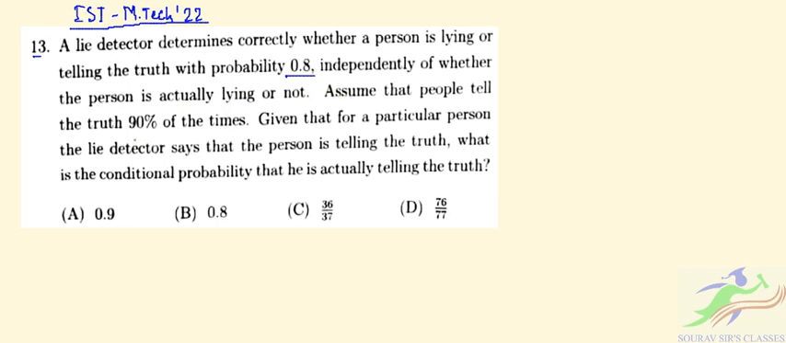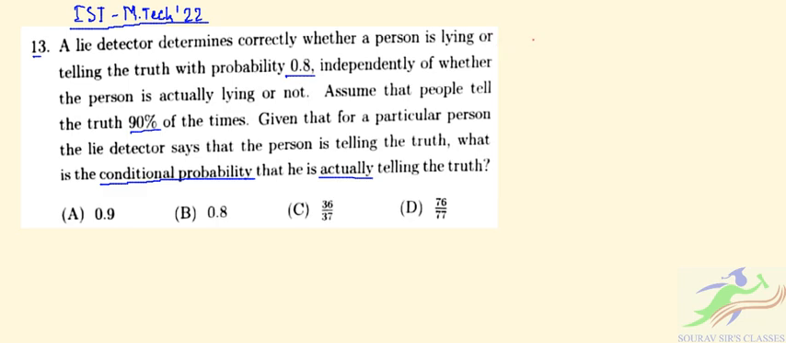Assume that the people tell the truth 90% of the times. So given that for a particular person the lie detector says that the person is telling the truth, what is the conditional probability that he is actually telling the truth? Okay, so from here we can take this.